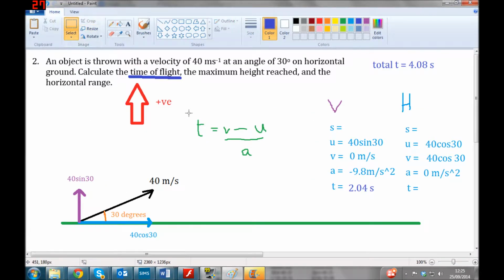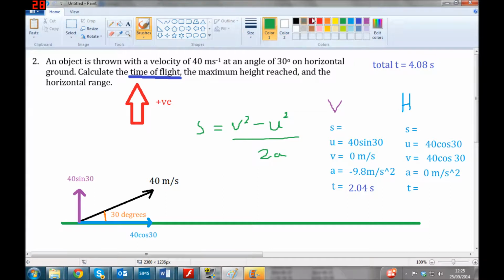So let's get rid of this equation here. And let's draw in green, s equals v squared minus u squared over 2a. Okay, and let's find our value for s. So I'm going to do 0 squared, which is 0, take away 40 sine 30 squared, divided by 2 times minus 9.81. And that gives me an answer of 20.4 meters.